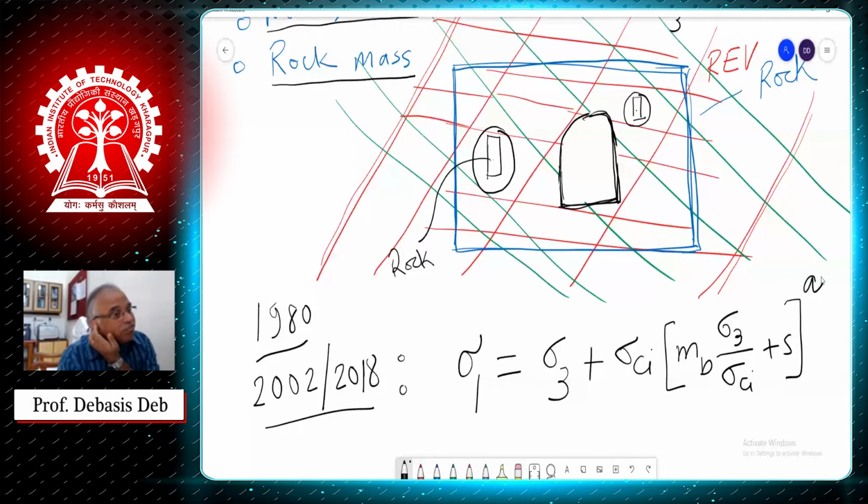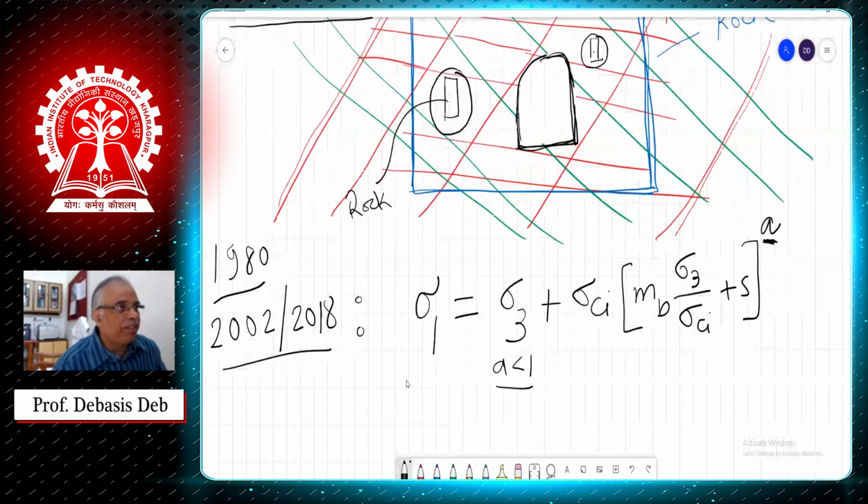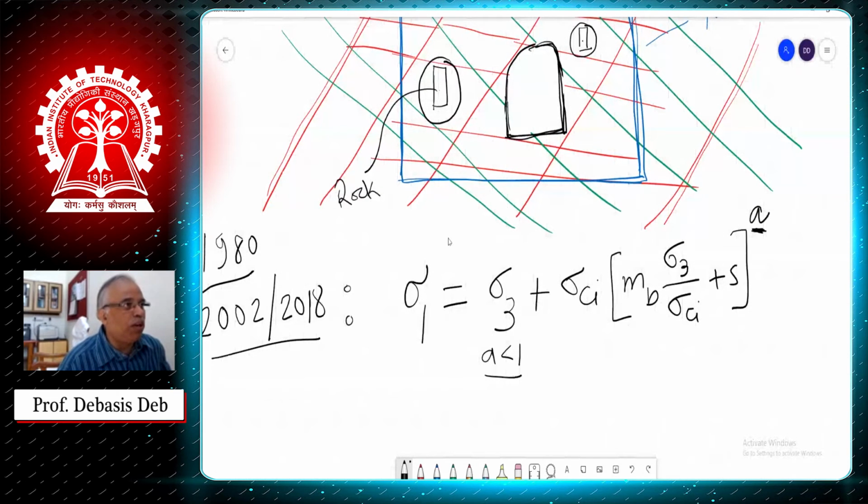So you can see now, this is basically below 1. A value of A is less than 1. It will never go close to 1 also. It is more or less 0.5 if it is an intact rock, and for any other it will be a little more than 0.5. So it's like a square root. Now you can see this formula we will be using for this entire blue block for the rock mass.